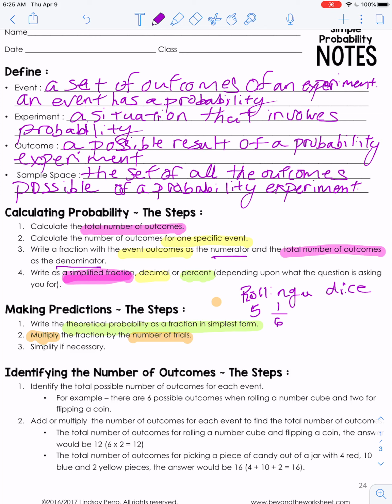So we're going to take 1/6 times 30. So remember, we put our whole number over a 1, so we get 30 over 6, which equals 5 times. So most likely, if we rolled a dice 30 times, we would get a 5, 5 times. That's making predictions.